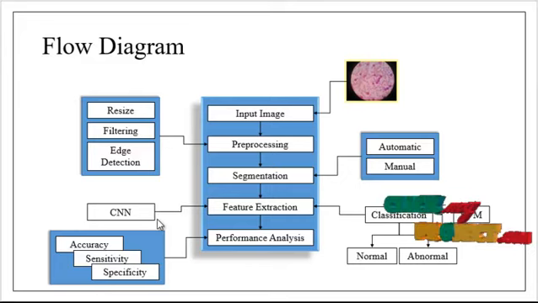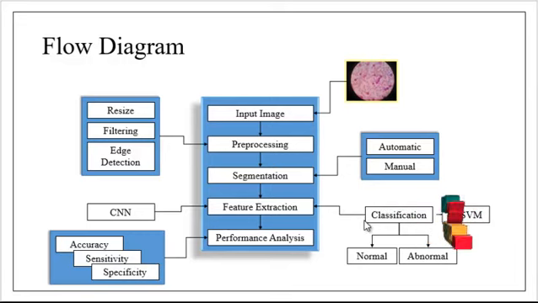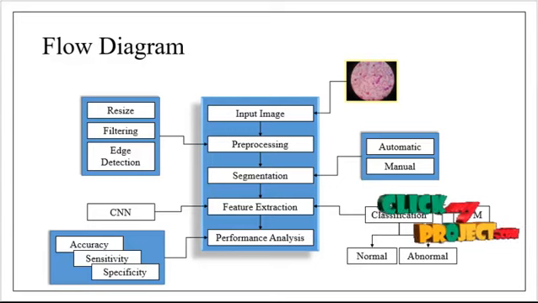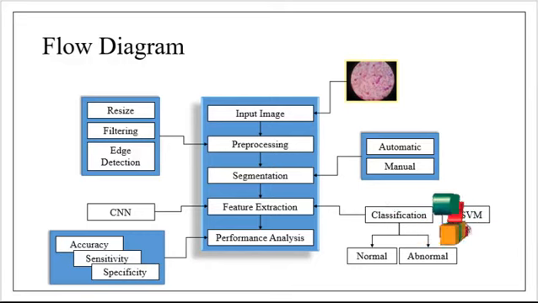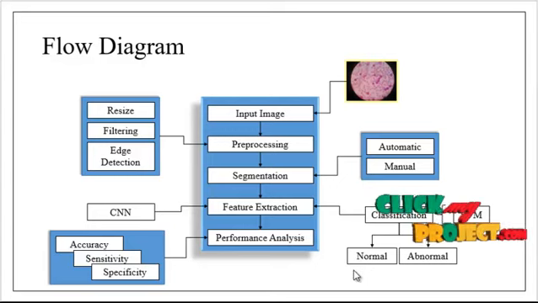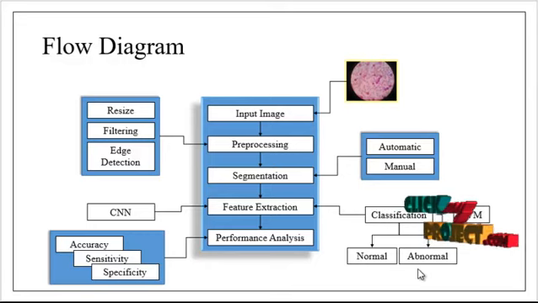After feature extraction, those features will be taken to the classification step. In this classification step, we use a machine learning algorithm, the support vector machine, that is SVM. After classification, the result will say whether the input is normal or abnormal. In case of normal, it shows the result as normal. In case of abnormal, it shows the result as abnormal.